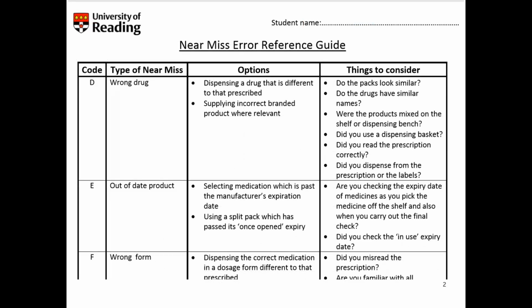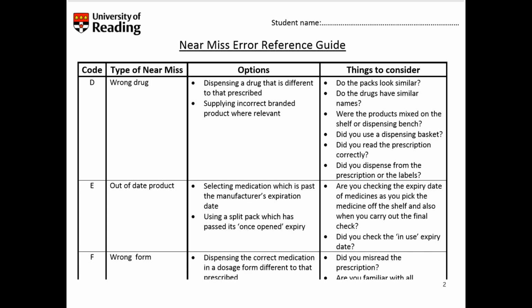This is the near-miss error reference guide that accompanies the near-miss error log. If we start from the first two columns, which is the type of near-miss, let's take the first one that says wrong drug, and the third column, options, just gives us a description of what a wrong drug may refer to. For example, it may be dispensing a drug that is different to what was prescribed, or supplying an incorrect branded product.